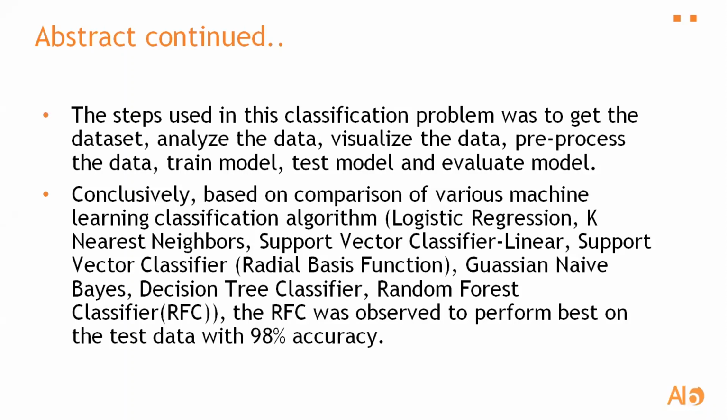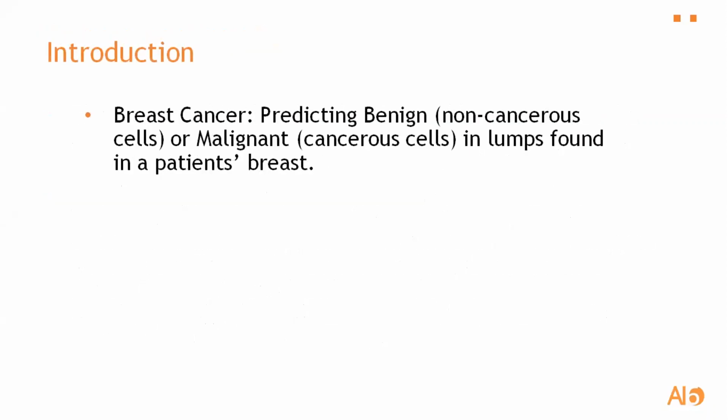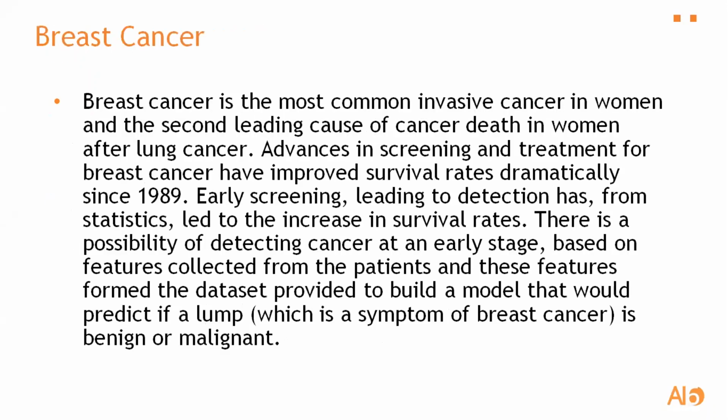Introduction of the topic: breast cancer, predicting benign, that's a non-cancerous cell, or malignant, a cancerous cell, in a lump found in a patient's breast. As we all know, breast cancer is the most common invasive cancer in women, and it is the second leading cause of cancer death in women after lung cancer. There's a possibility of detecting this cancer at an early stage based on the features collected from patients, and these features form the data sets that we were provided with to build a model that will predict if it's malignant or benign.